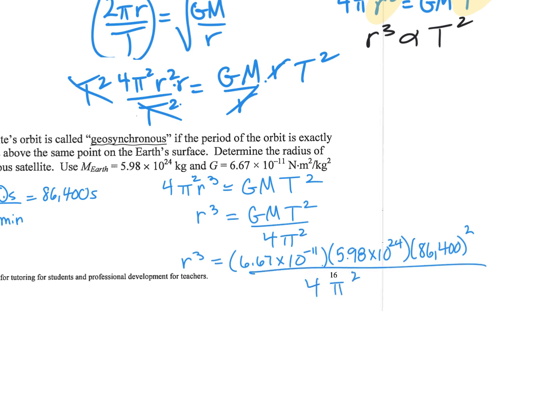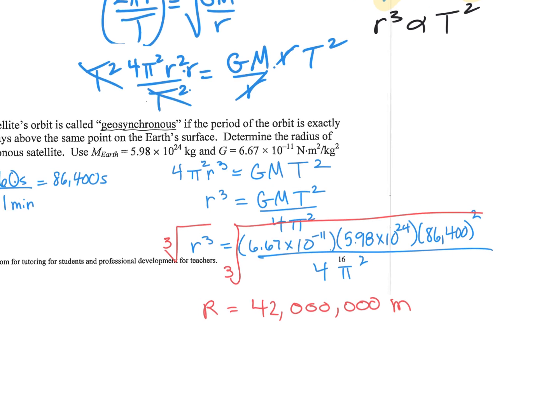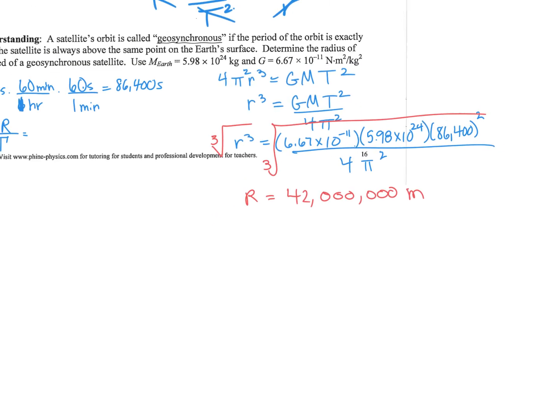And the last thing we need to do is get rid of this cubed. So we're going to take the cube root of everything. We're going to end up taking the cube root of this whole thing. What you should end up with is an r that is approximately 42 million meters up in the air, thereabouts. Okay, so now we know r. That's just math, work through it.